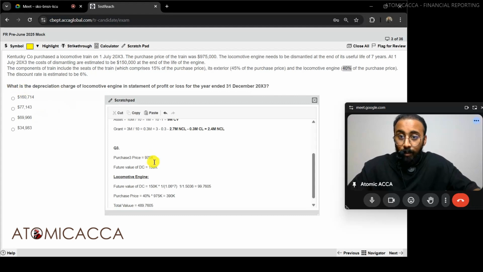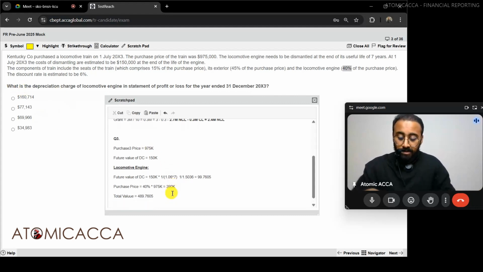Now what do we need? We need the depreciation charge. How much is the useful life? 7 years. So divided by 7. And how many months do we have till the year ending? We have 6 months. So into 6 by 12.